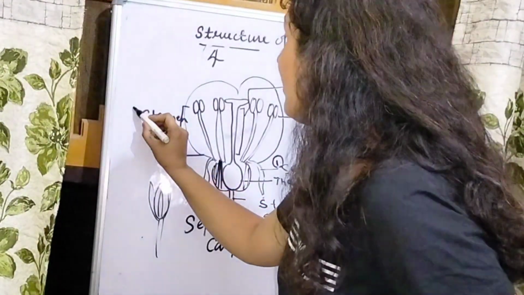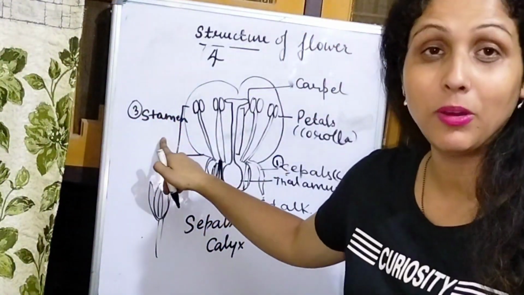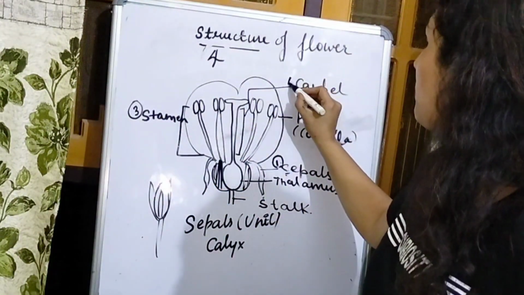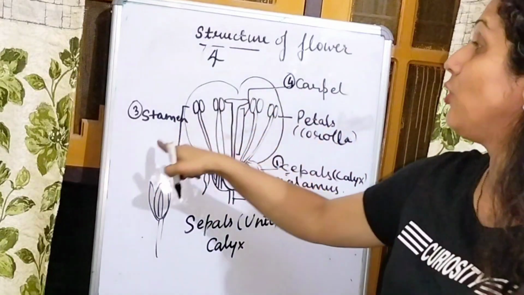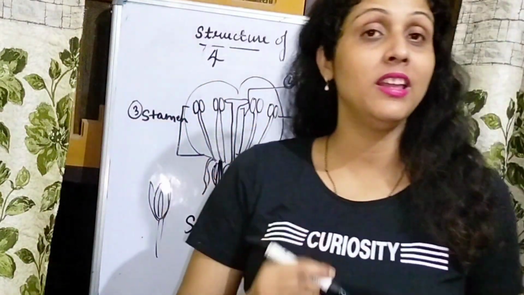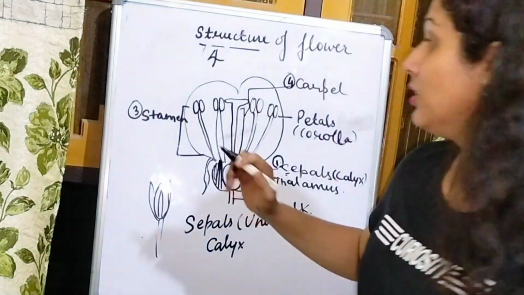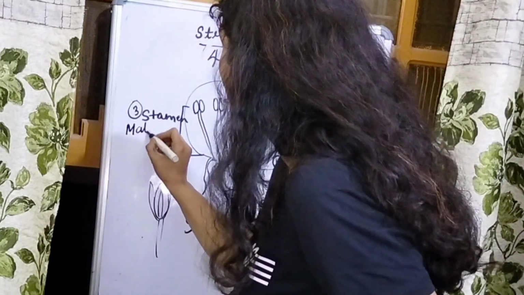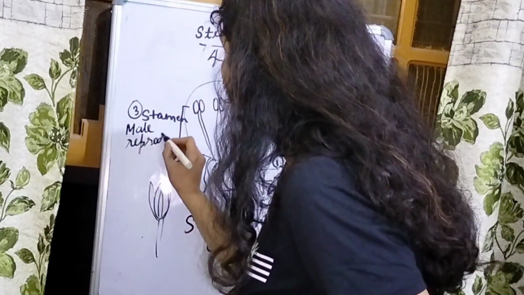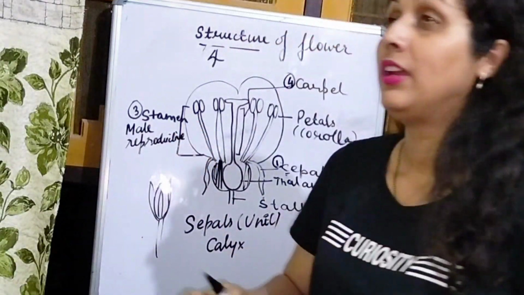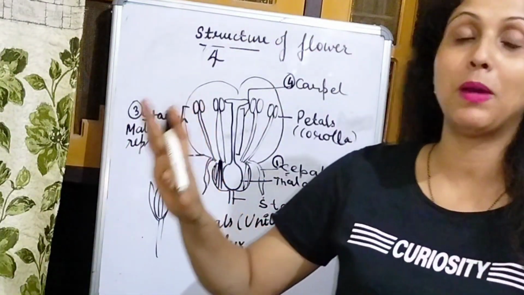Now we are moving towards the third important part of the flower, that is the stamen, and this is very important. This stamen and the fourth part, the carpel, are called the essential whorls. Why are they called essential? Because they are directly involved in sexual reproduction. How? Let's see. Stamen is called the male reproductive part of the flower.